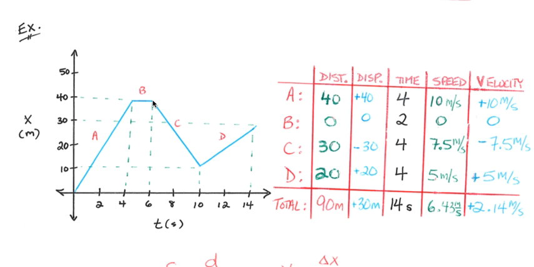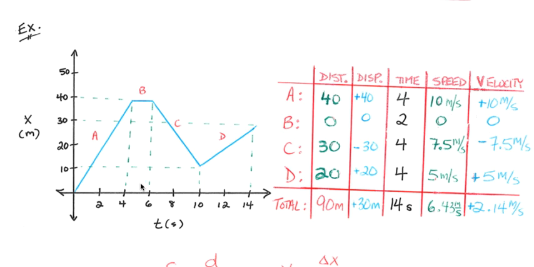For part C, I go from 40 down to 10, so yes, I experience a change of 30, but it's negative 30, in the other direction, going back towards where I started. And finally, if I go from 10 to 30, I experience a displacement of positive 20, or 20 away from where I started. If I add all these up, you'll find that my total displacement was 30 meters away from where I started. I could have also just looked at 0 at one end, 30 at the other, positive 30, 30 meters away.